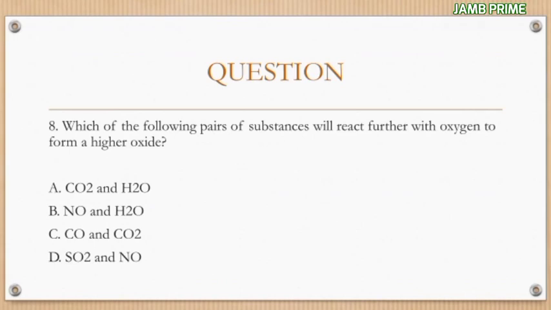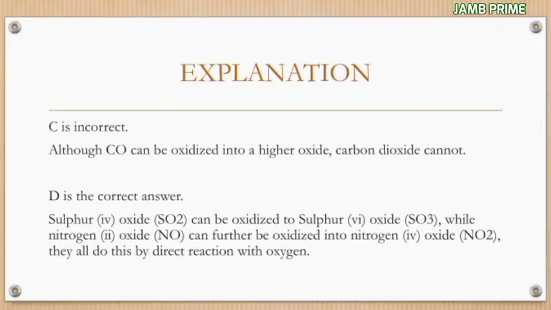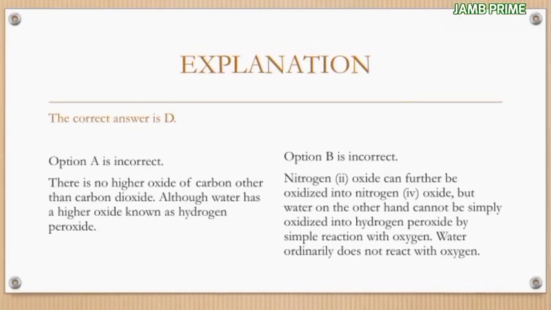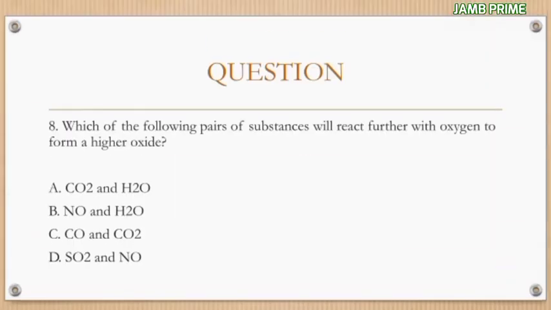Then D, SO2 and NO. This is the right answer, because SO2, which means sulfur(IV) oxide, can be oxidized to sulfur(VI) oxide, also called SO3, while nitrogen(II) oxide, or NO, can be further oxidized to nitrogen(IV) oxide, NO2. They all do this by direct, further reaction with oxygen. So that is what the question was all about.